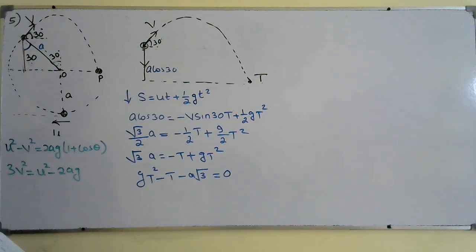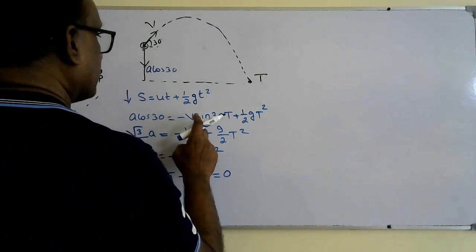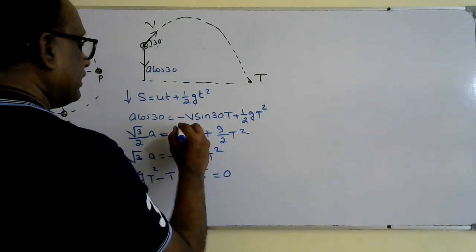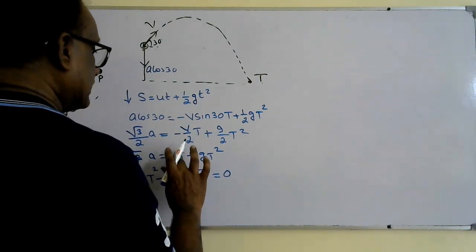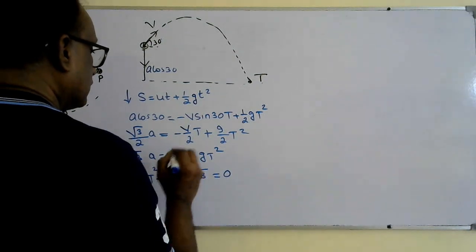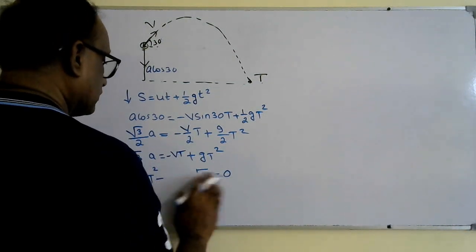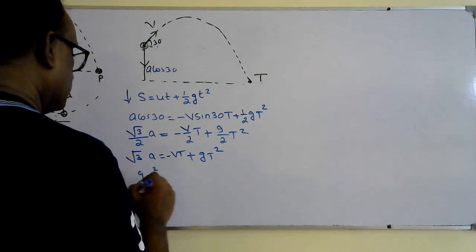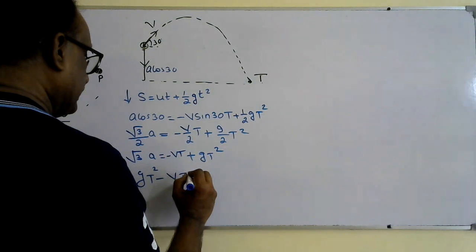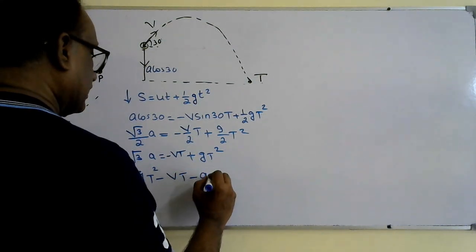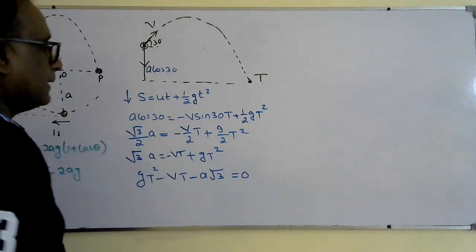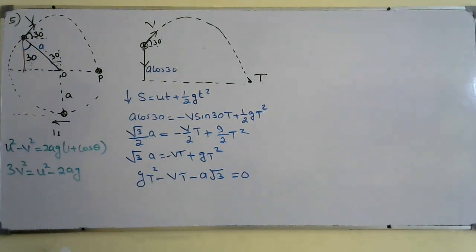I think there's a, sorry, the v sine t, no? So there's a half sine, yeah, v is missing, v by 2t, so that is minus vt, minus vt equal to my gt squared minus vt minus a root 3 equal to 0. So this v I missed it.